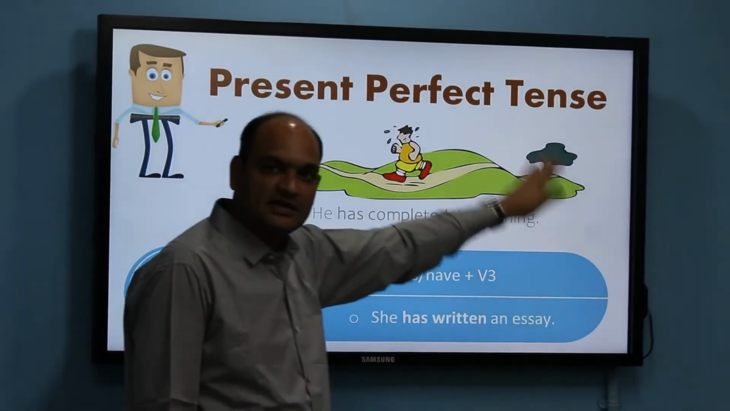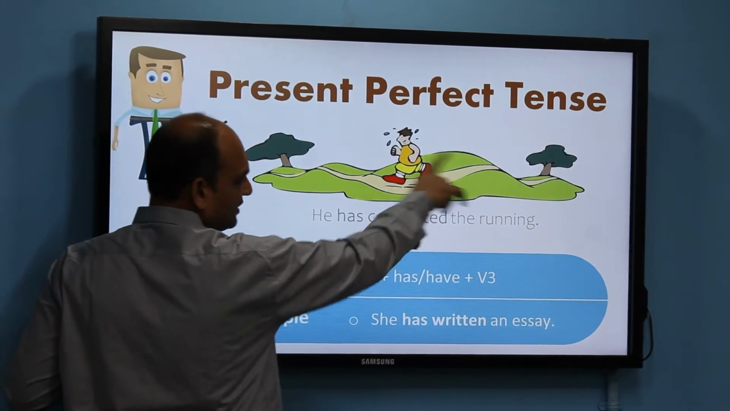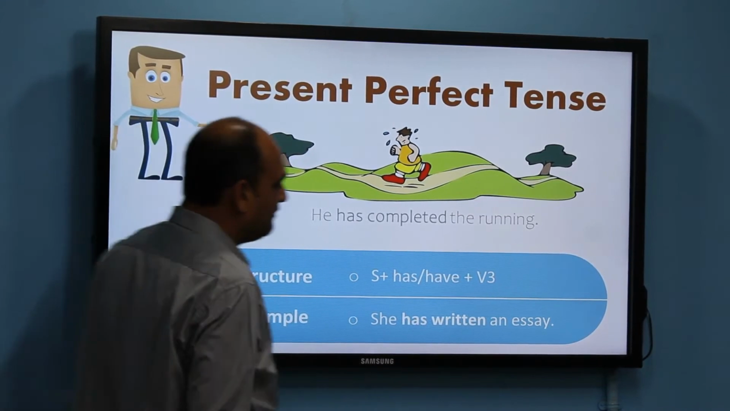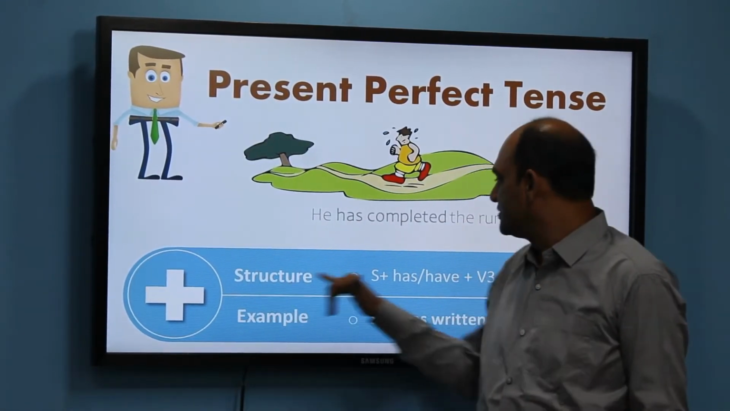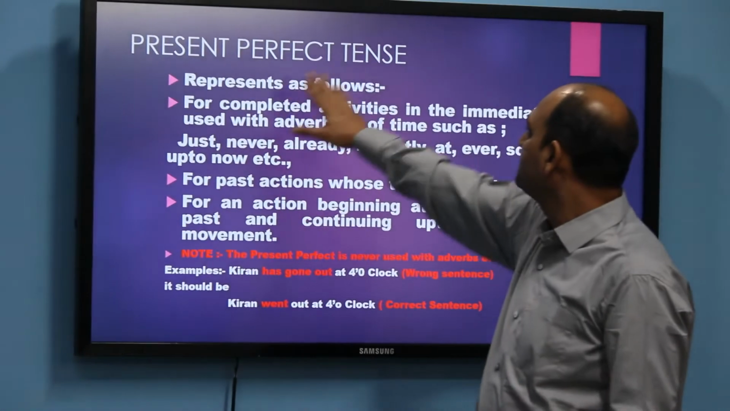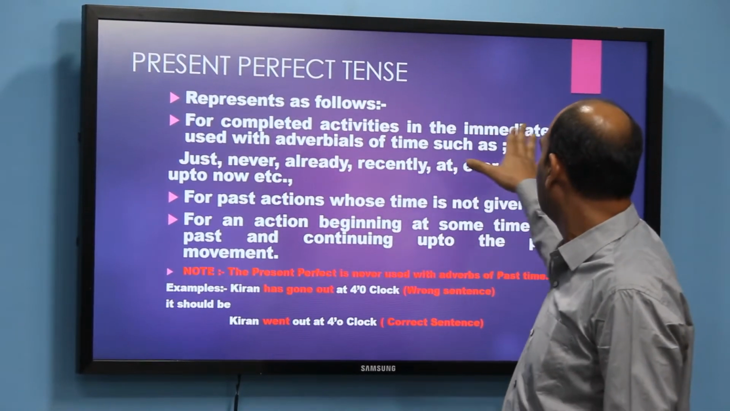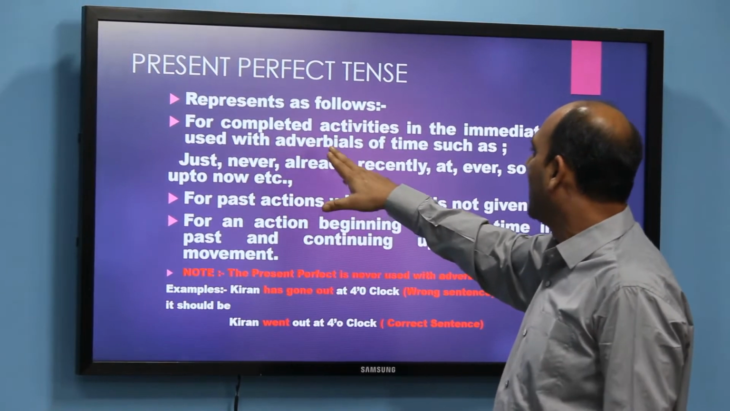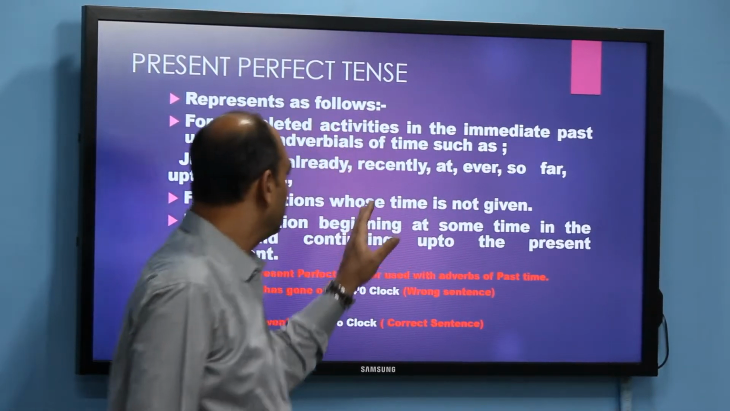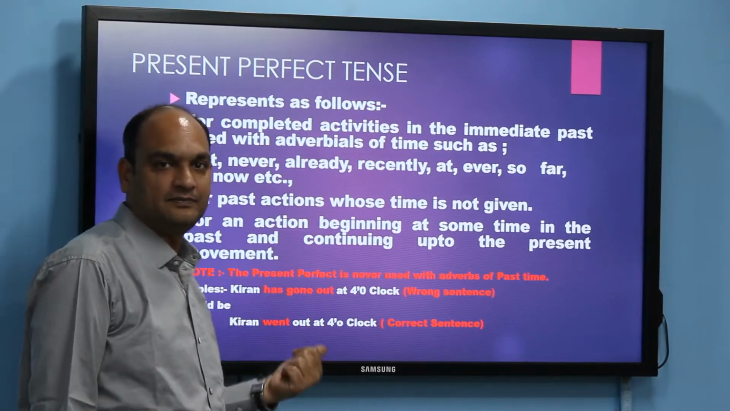Now, present perfect tense. Directly here the structure is given. He has completed running. You can see in this image. And the structure stands: subject plus has/have plus V3 plus object. You say subject plus has/have plus V3 plus object. So present perfect tense is used as follows: for completed activities in the immediate past, used with the adverbials of time such as just, never, already, recently, ever, so far, up to now, etc.